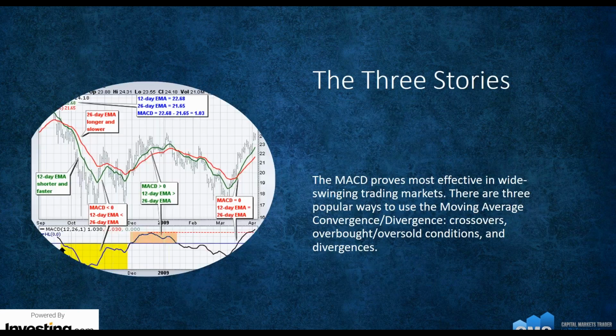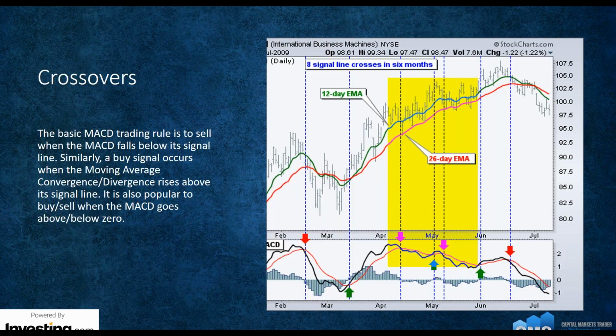Now, MACD tells us three different stories. The MACD proves most effective in wide swinging trading markets, but you can use it in any time frame, short term or long term. There are three popular ways to use the moving average convergence divergence. We use it for crossovers, we use it for overbought and oversold conditions, and we use it for divergences. So the first are the crossovers, which we just talked about.